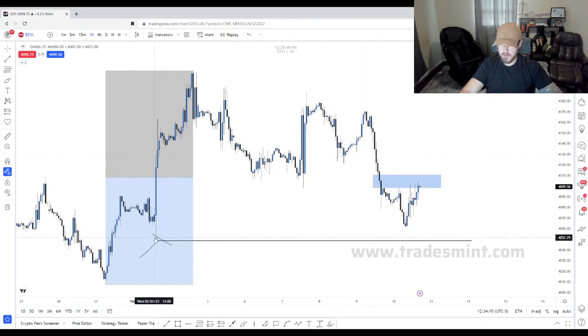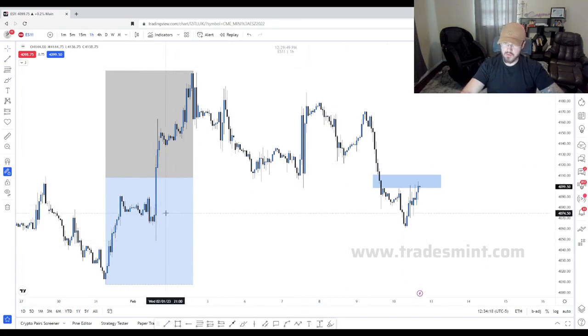So just always look for liquidity, like obvious liquidity like this, in an extreme to be taken. And I'm not saying that every single time it will. Nothing works 100% of the time, but that's usually the way I look at things.